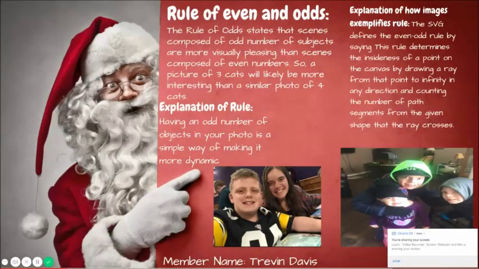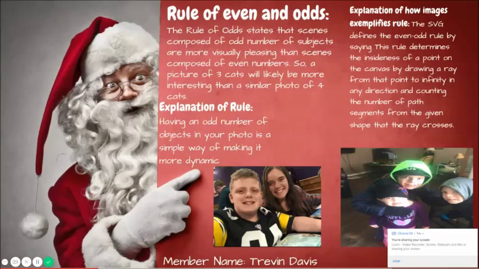Rule of evens and odds. The rule of evens and odds states that scenes composed of an odd number of subjects are more visually pleasing than scenes composed of even numbers. So, a picture of three cats will likely be more interesting than a similar photo of four cats.